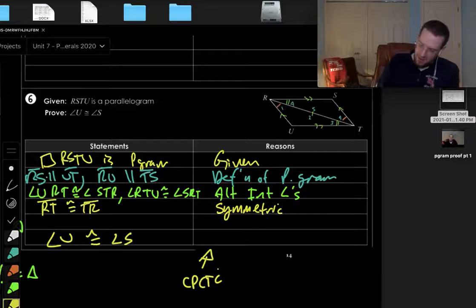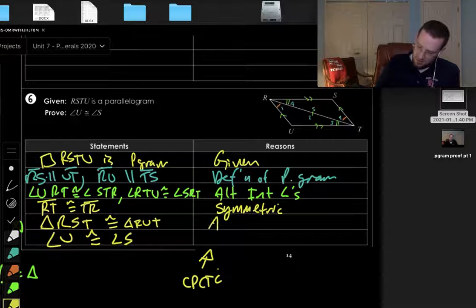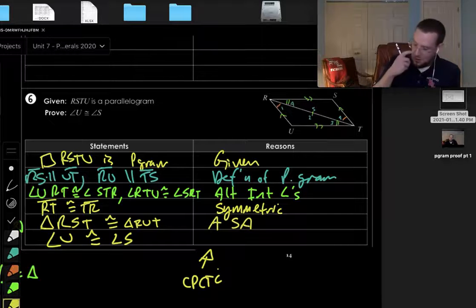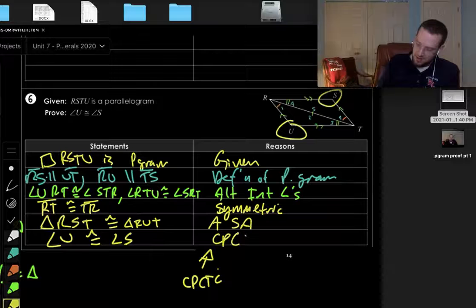Okay, so now we have triangle RST is congruent to triangle RUT by angle side angle. And then since the two triangles are the same, we know these angles here will be the same. And this is going to be CPCTC.